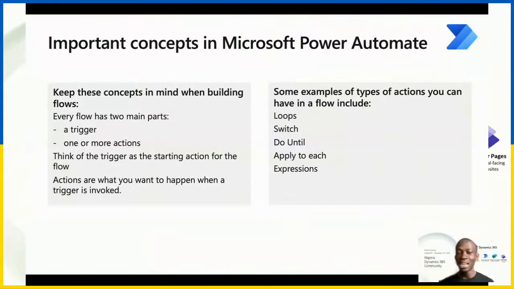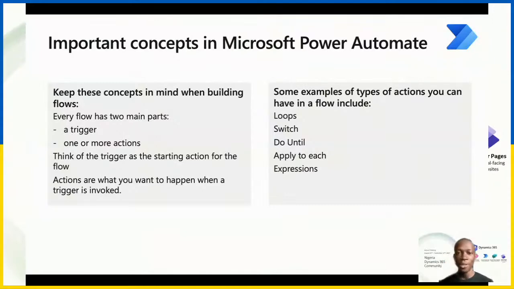So think of a trigger as starting the action of a flow, something that fires the flow, something that initiates the flow. Actions are what really happens afterwards, after the flow is triggered. Yep, that's just a very detailed summary of what an action and a trigger are. Some examples of types of action you can have in a flow include loops.